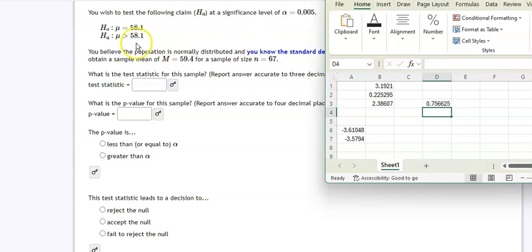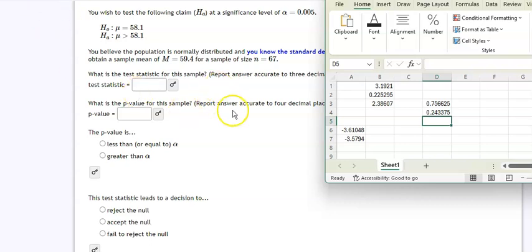Now, we've got to realize that our alternate is right-tailed, so in order to get the p-value for a right tail, we have to subtract what we get from 1. So I'm going to go ahead and subtract this answer from 1. And that gives me the actual p-value, which is 0.243375.